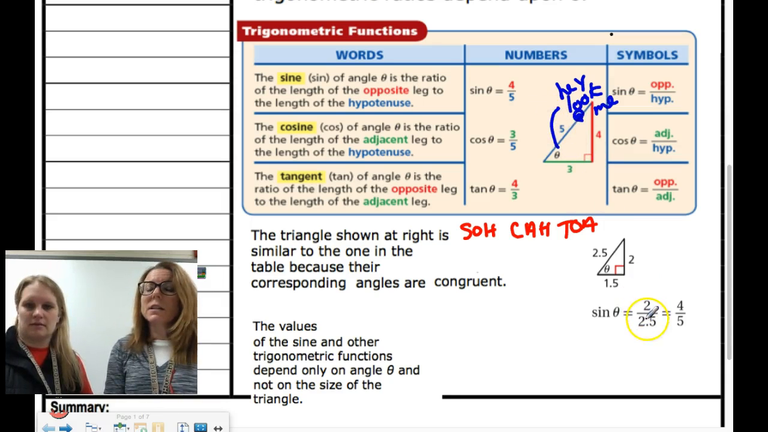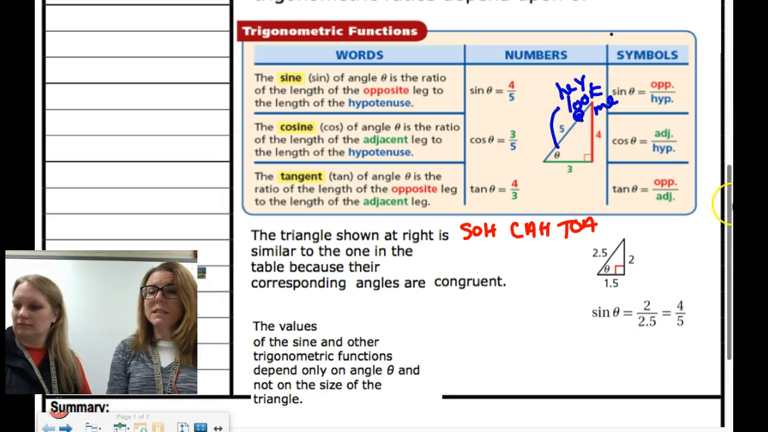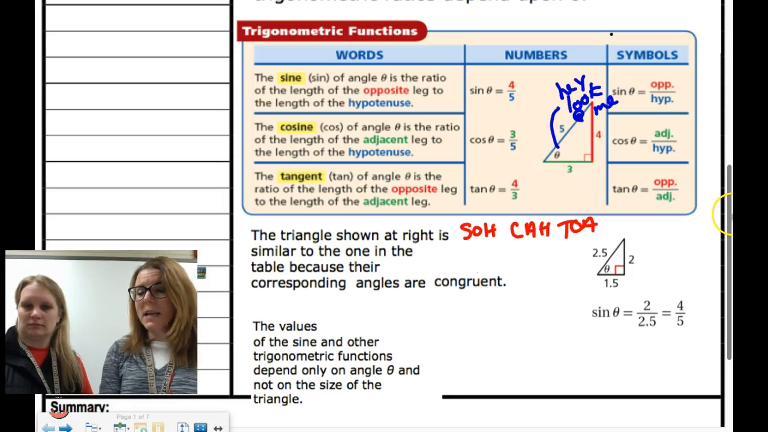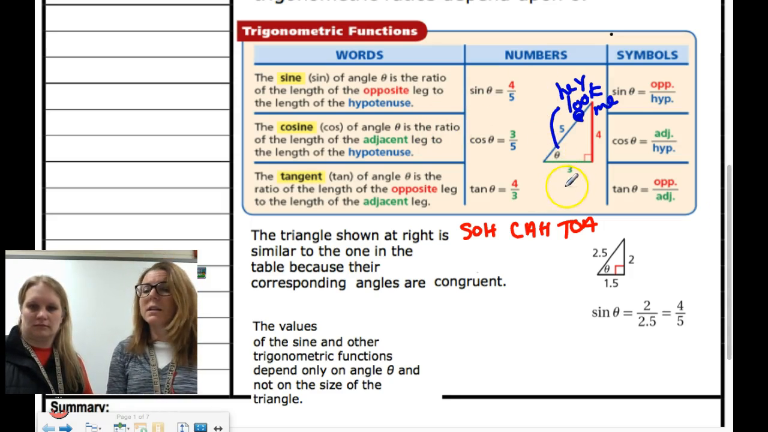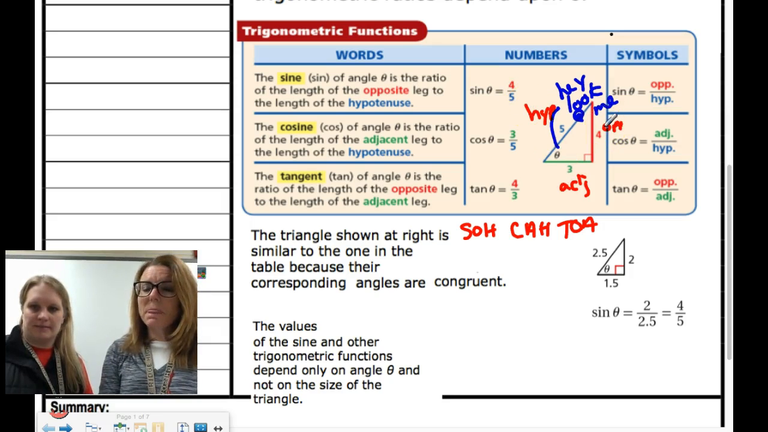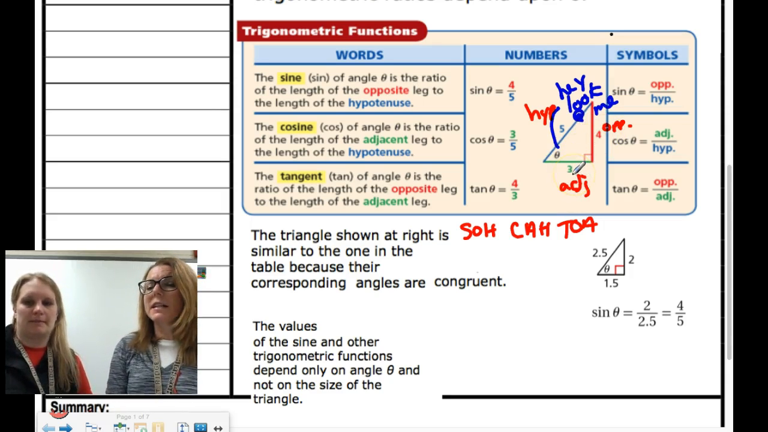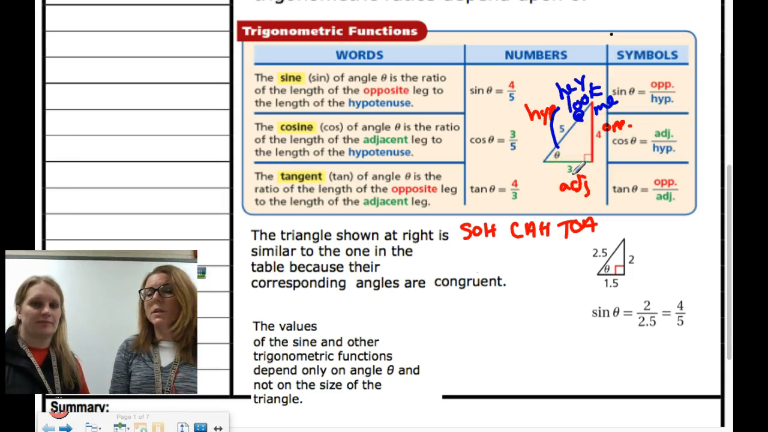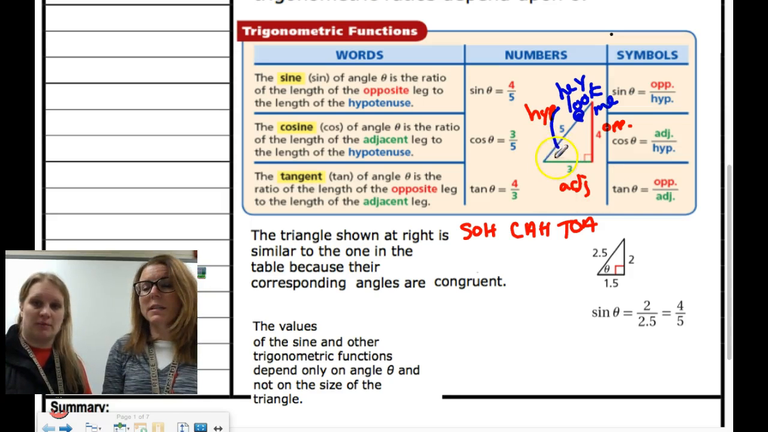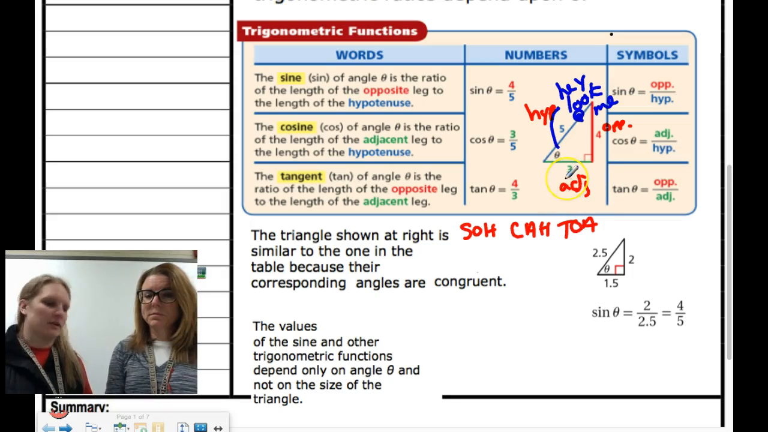CAH is cosine, which means adjacent. So the adjacent side to theta, which is 3, over the hypotenuse, which is 5. And across from it is always opposite. And tangent is going to be TOA, which is opposite over adjacent, 4/3. So we'll always have you label what's opposite, what's hypotenuse, and what's adjacent. Find your "hey look at me" angle. Across is always opposite, across from 90 is hypotenuse, so the leftover one is adjacent.